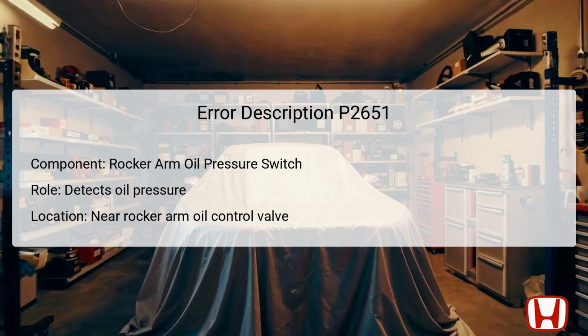Typically, you can find this switch located near the rocker arm oil control valve within the engine compartment, which allows it to directly monitor the oil pressure for the VTEC mechanism. The PCM utilizes the signal from this switch to determine whether to activate VTEC functions, playing a vital role in both efficiency and power delivery. If the rocker arm oil pressure switch is faulty, it can trigger DTC P2651 and impact engine performance, leading to symptoms such as poor acceleration or increased fuel consumption.